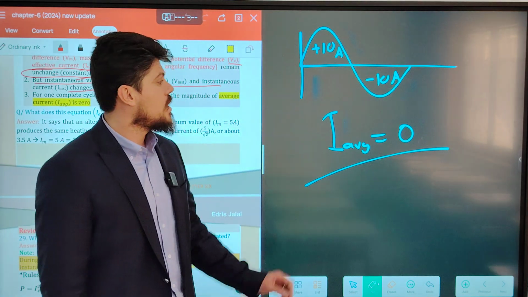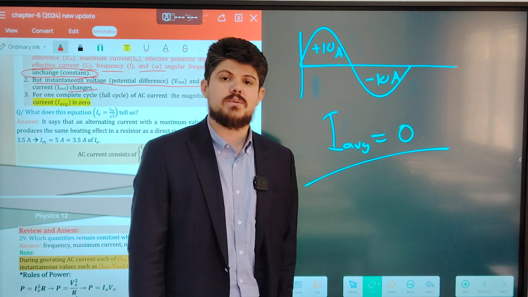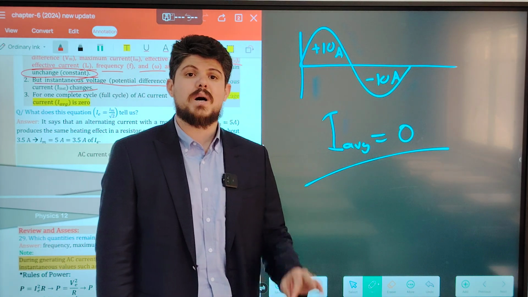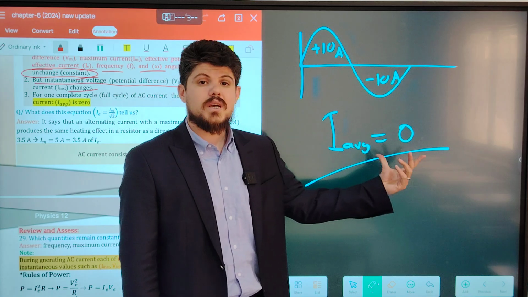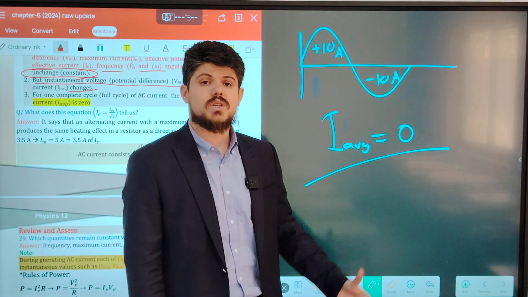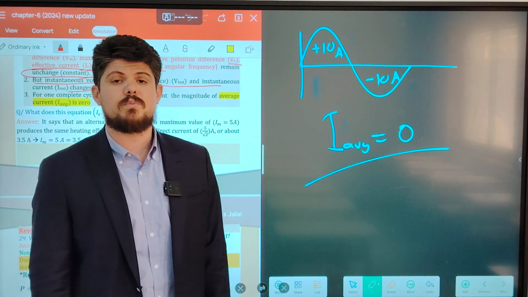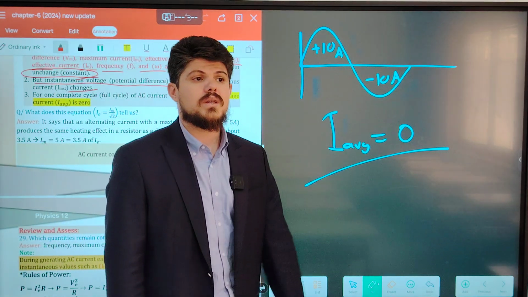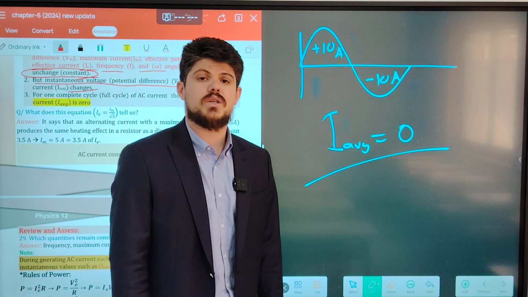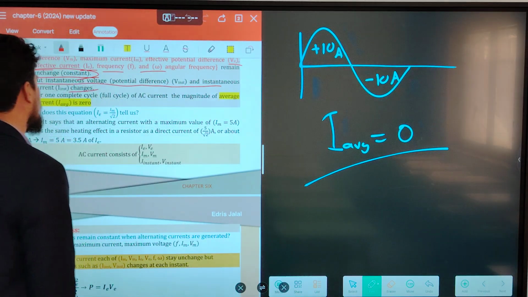When average current is 0, does it mean there is no power dissipation and the wire doesn't get warm? No. We still have power dissipation here. Why? Because power dissipation does not depend on the direction. The average current is 0, but it doesn't mean there is no power dissipation. The power will dissipate and the electrical energy is still converted into thermal energy through the wire.